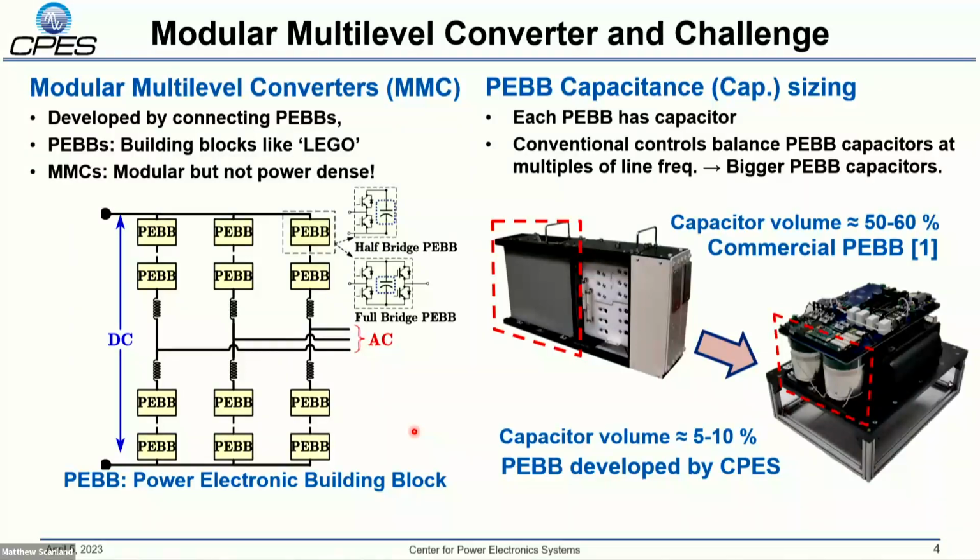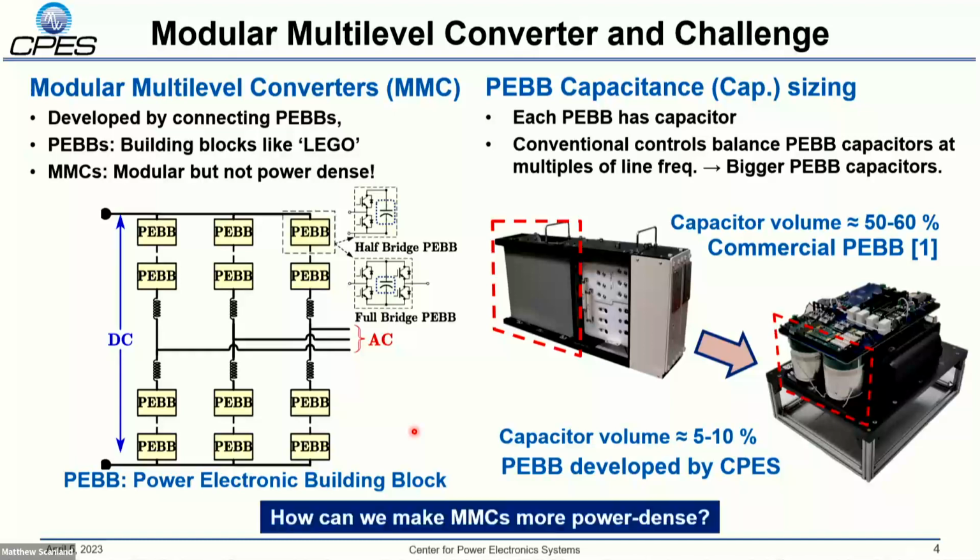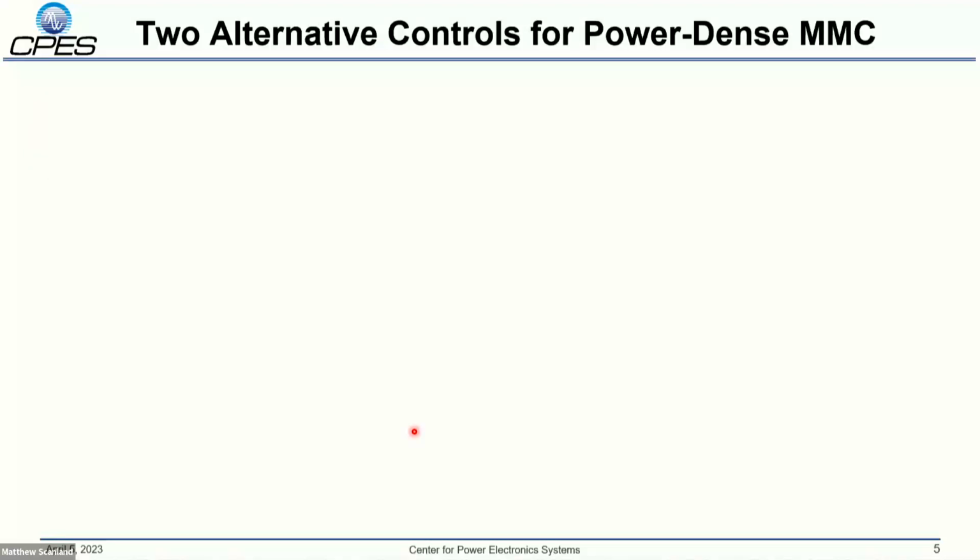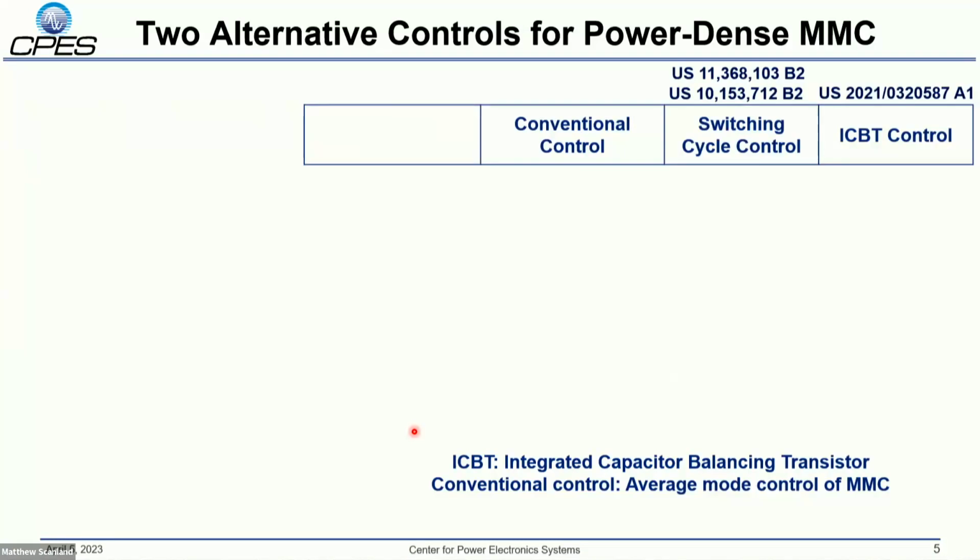Compare that to the PEBB developed by CPES, where it's about 5 to 10%. So how do we do that? How do we go from 50% of the capacitor to 5%? Well, we have two good control schemes to do that. And I'll highlight both of these, but then I'll discuss one of these more extensively.